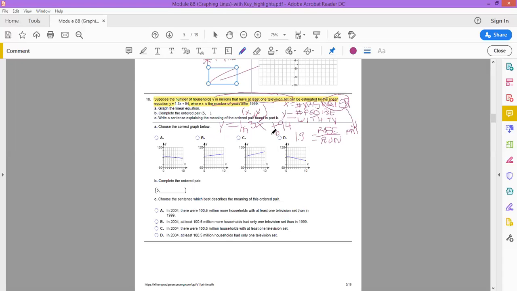Our y-intercept, or where we cross the y-axis, let's look at each of these graphs, and we want to make sure that we find the graph that goes through the y-axis at 94. Now our graphs begin at 60 and go up to 120. Between each of these spaces there is 10. So 60, we have 70, 80, 90, 100, 110, 120. So each of these spaces represents 10. And we want to find the graph that goes through the y-axis at 94.